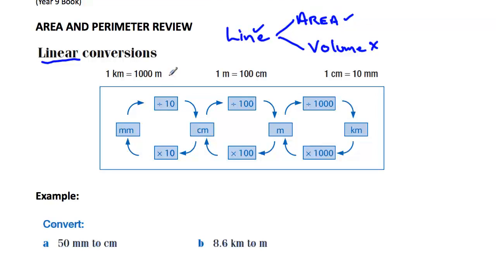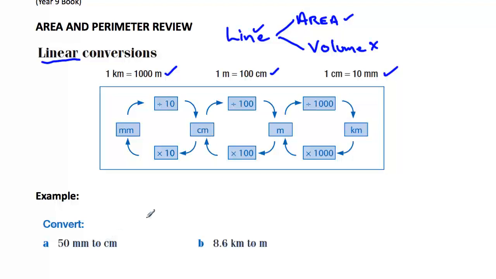The important thing to know is that these are numbers that should be well learned. That is, 1 kilometre is 1,000 metres, 1 metre has 100 centimetres in it, and 1 centimetre is 10 millimetres. And here's a little diagram that illustrates how to transfer between them.